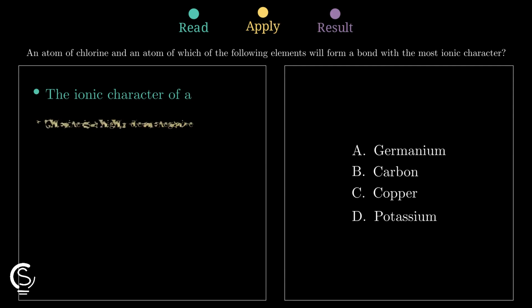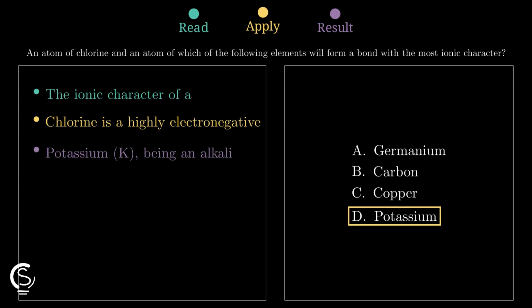Potassium is an alkali metal with very low electronegativity. This massive gap makes the bond extremely ionic, so option D is our winner. Great job!